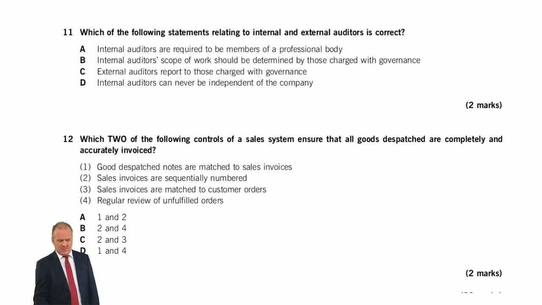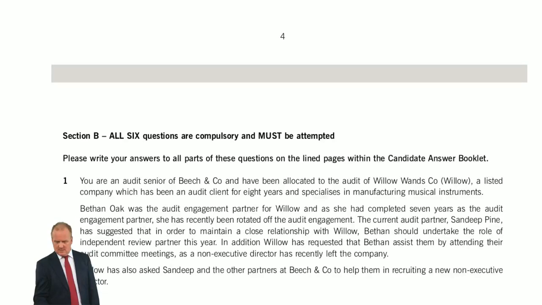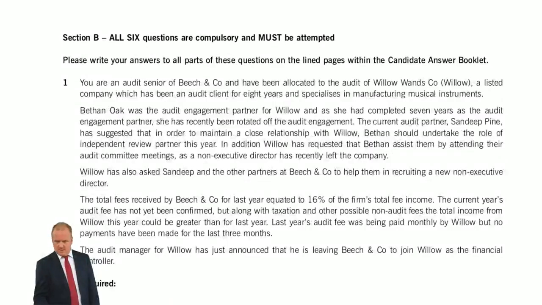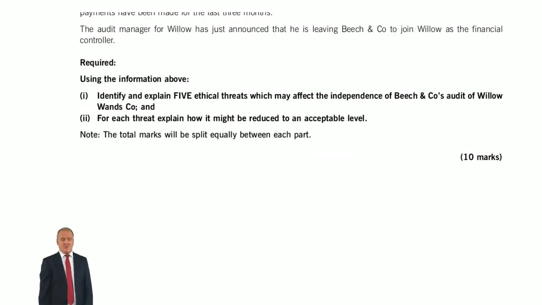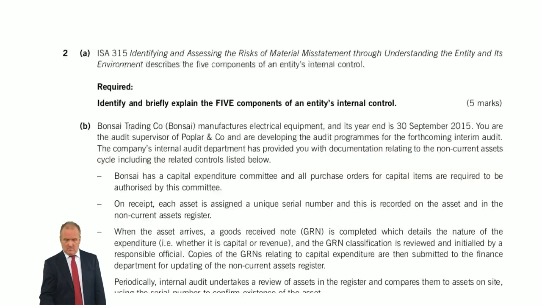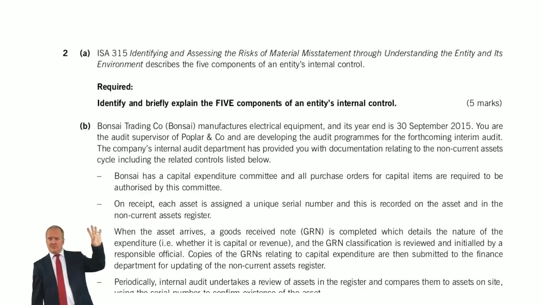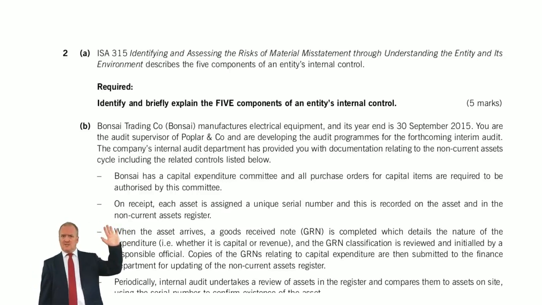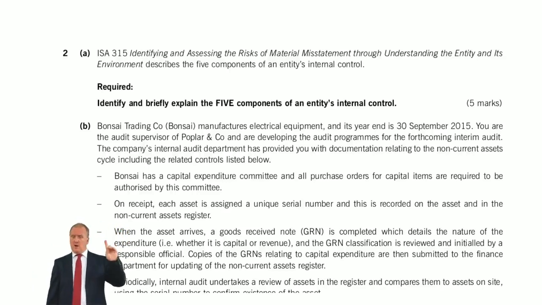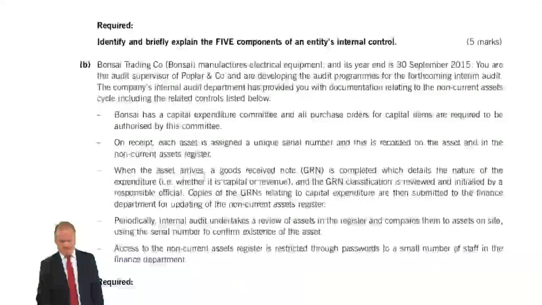Some nice multiple choice questions on there. Just while we're going through the paper, let's see what came up. June 15, 5 ethical threats and how to deal with them. 5 components of a company's internal control: control environment, control procedures, information systems, risk assessment, monitoring. 1 mark on each of those. Nice, easy question.